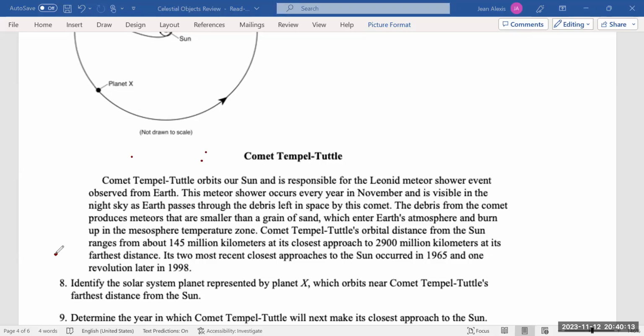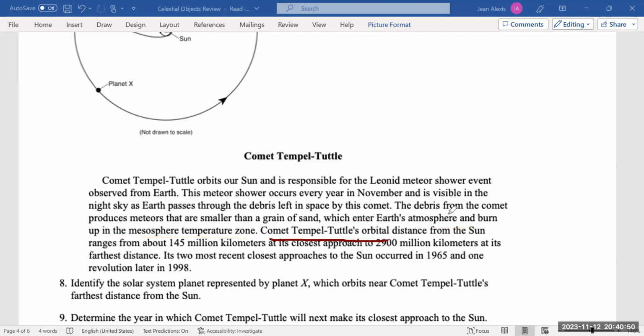Let's do the reading very quickly. It says Comet Temple-Tuttle orbits our sun and is responsible for the Leonid meteor shower event, observed from Earth. This meteor shower occurs every year in November and is visible in the night sky as Earth passes through debris left in space by this comet. This debris from the comet produces meteors that are smaller than a grain of sand, which enter Earth's atmosphere and burn up in the mesosphere temperature zone.